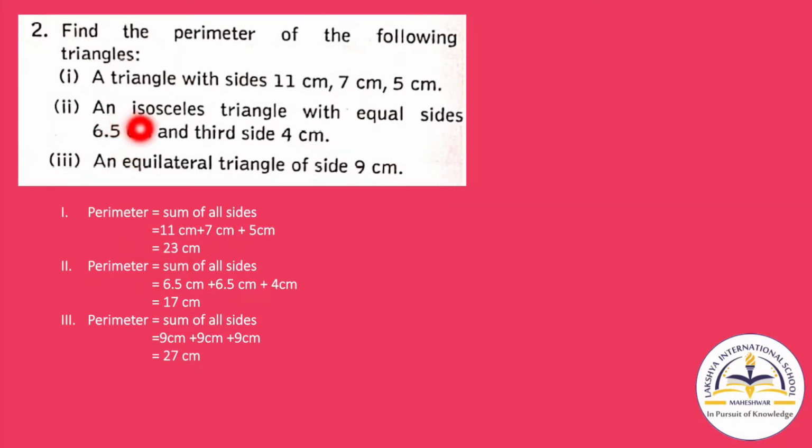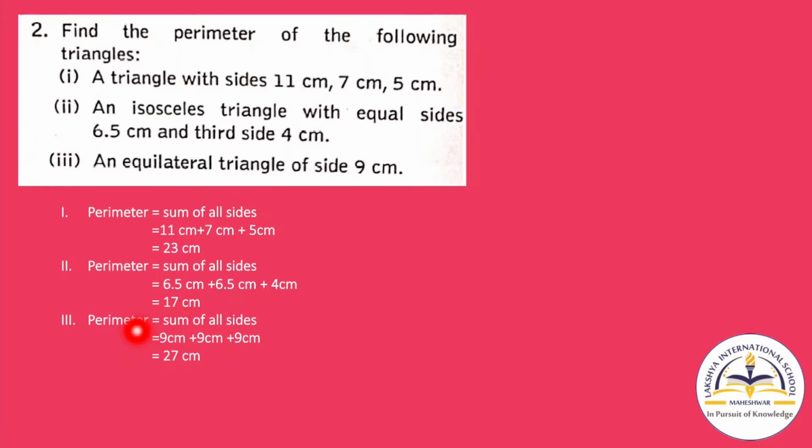Now an isosceles triangle with equal sides of 6.5 centimeter and the other side 4 centimeter. Now in an isosceles triangle two sides are equal, so we have to write 6.5 two times and then the other side, that is 4 centimeter. So 6.5 plus 6.5 plus 4, that will be 17 centimeter.